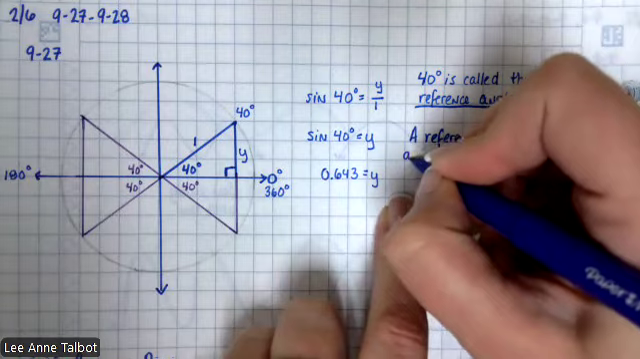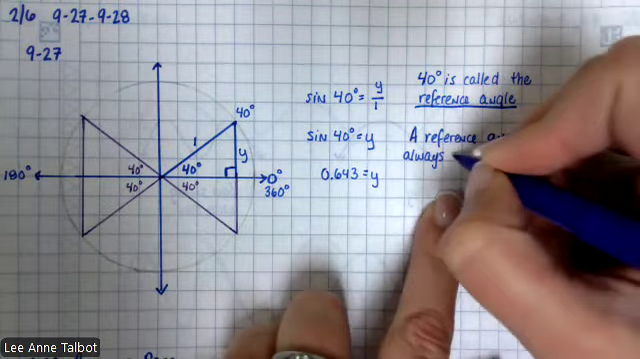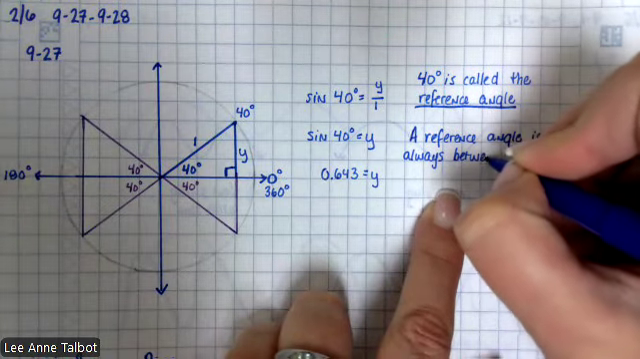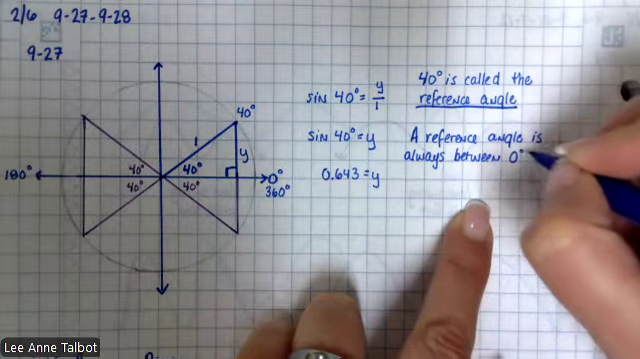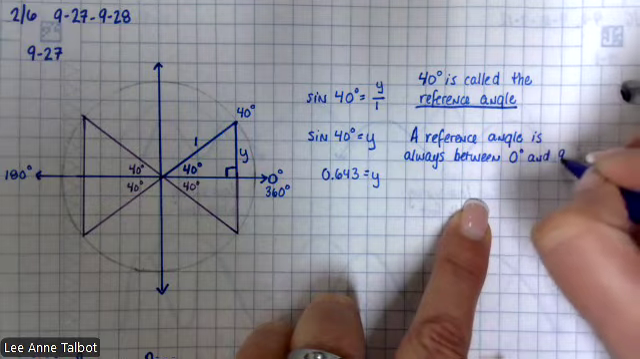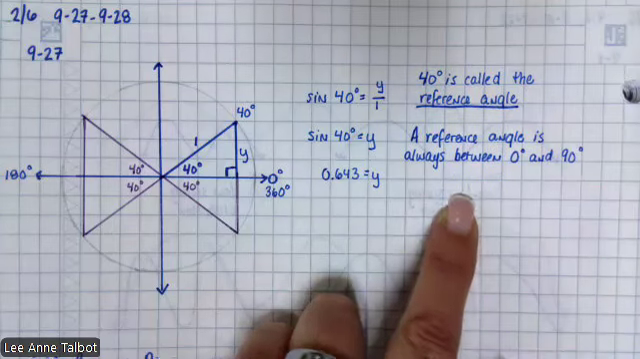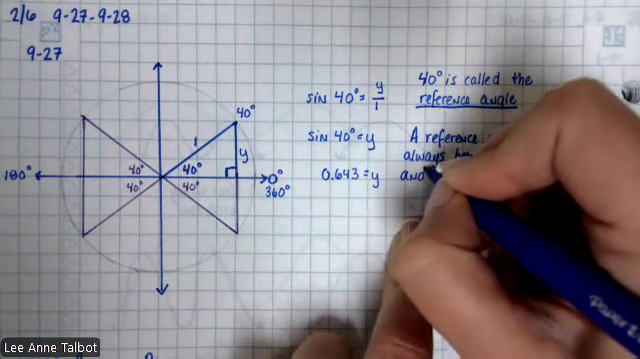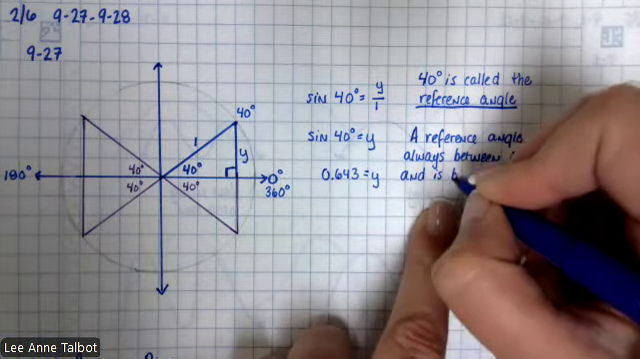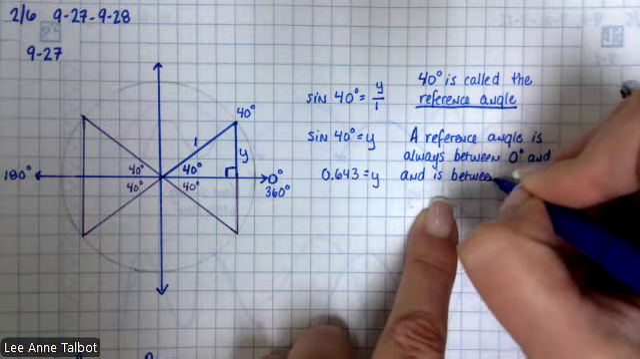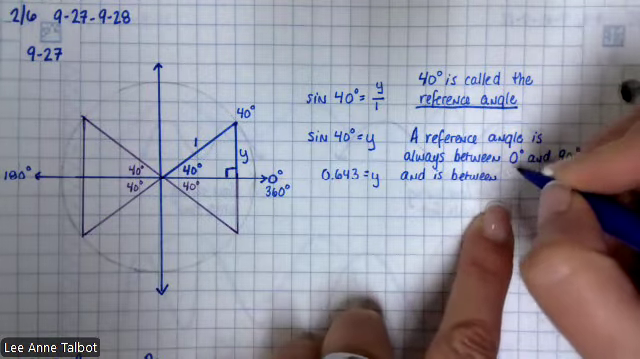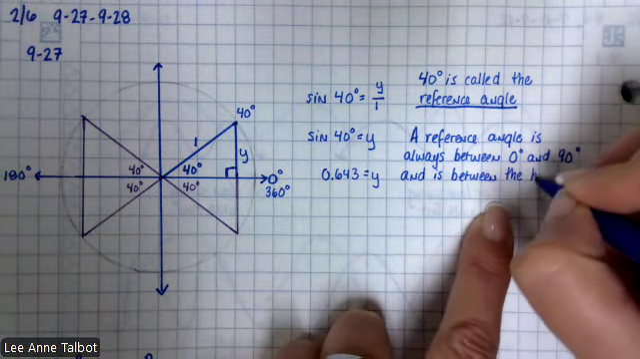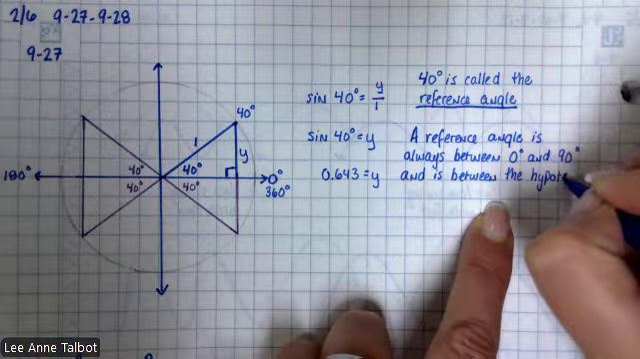is always between 0 degrees and 90 degrees. And is between the hypotenuse.